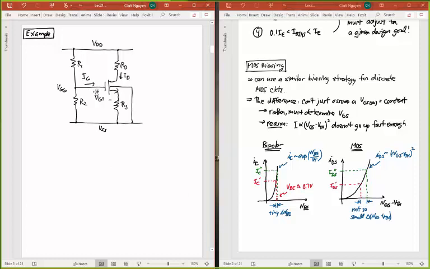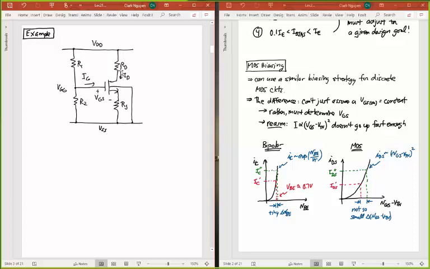So I just took the bipolar device from our previous circuit and replaced it with an MOS device. And instead of calling this RC for R collector and RE for R emitter, this is RD for R drain, this is RS for R source. I have a similar voltage divider out here to set some voltage at the gate, VGG.